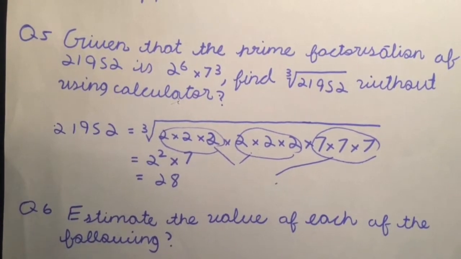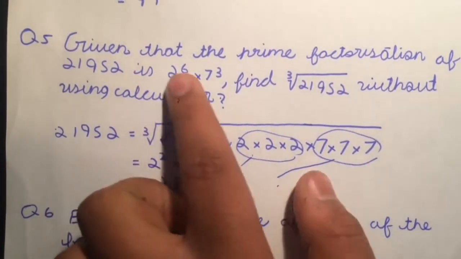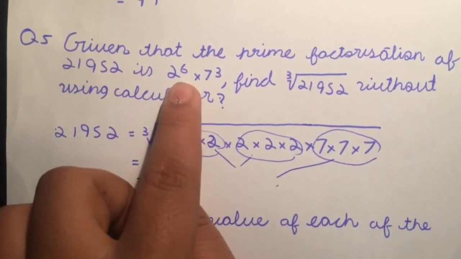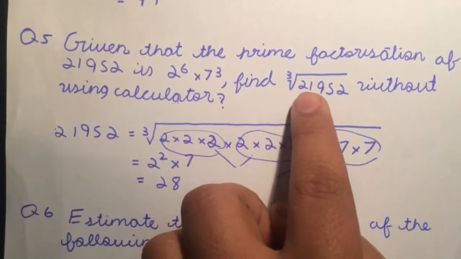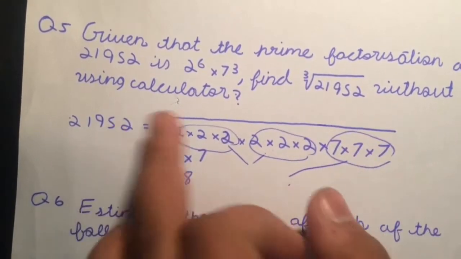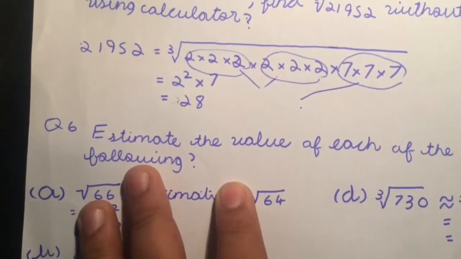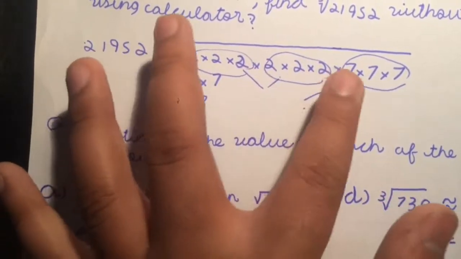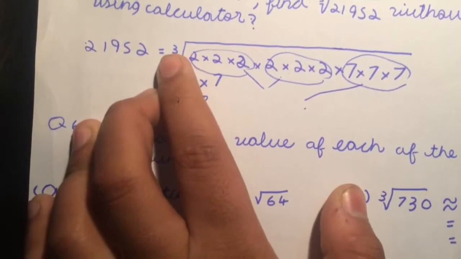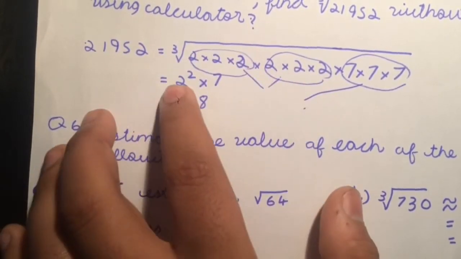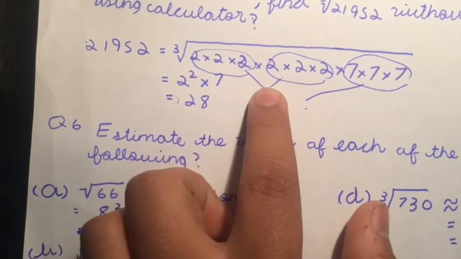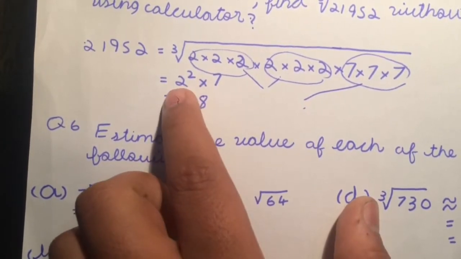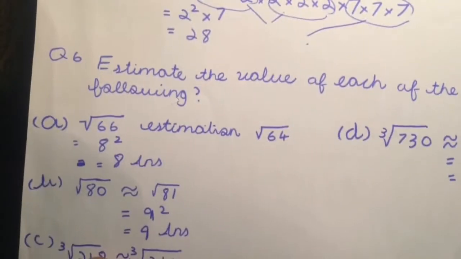Then here is question 5. Given that the prime factorization of 21952 is 2 raised to the power 6 into 7 raised to the power 3, find the cube root of 21952 without using a calculator. So here 21952 has the factors 2, 3 2's, 3 2's and then 3 7's. So it's a cube root. So 3 threes are cut down, and 2 square. One from this becomes 2 square and one from this becomes 7. So it's 2 square into 7, which is 28.